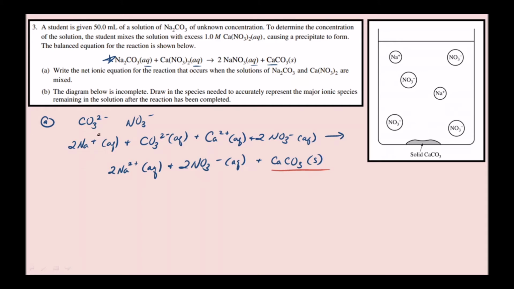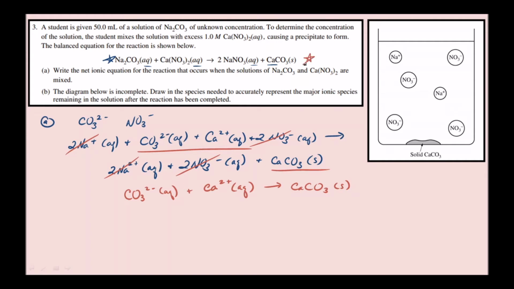So let's discard sodium because it appears on both sides of the arrow, and nitrate. It's called the net ionic equation because we remove the spectator ions from the complete ionic equation and only include the ions or molecules that are directly a part of the reaction. So our net ionic equation is what's left. We have carbonate anion plus calcium 2+ cation goes to calcium carbonate solid, which is our precipitate. And that's the net ionic equation.